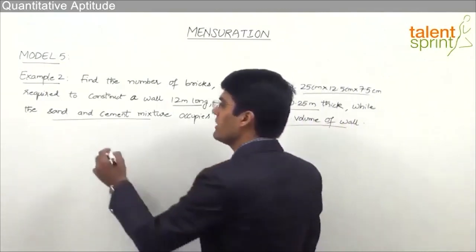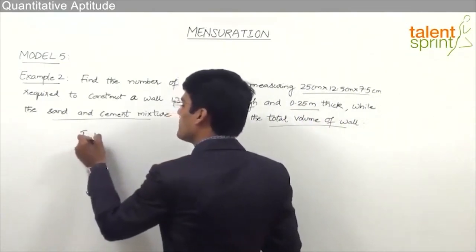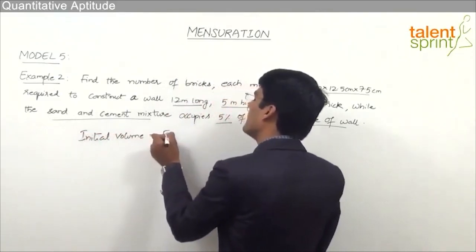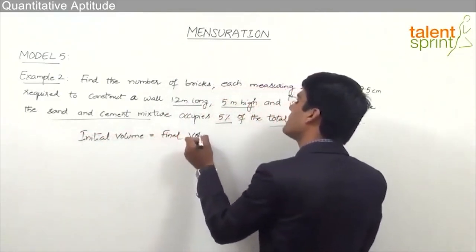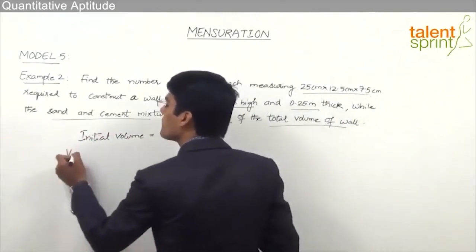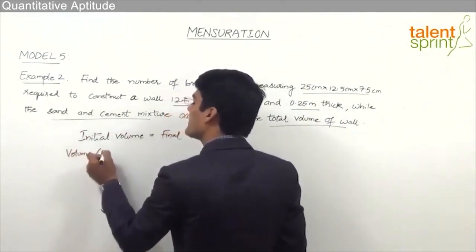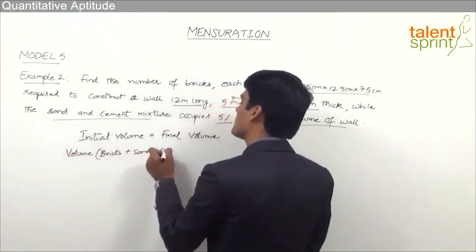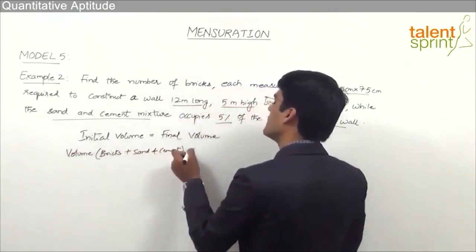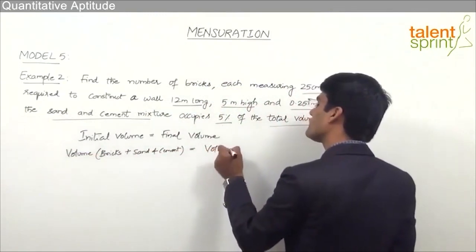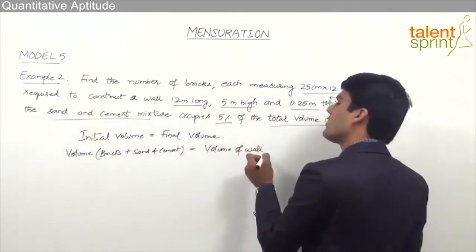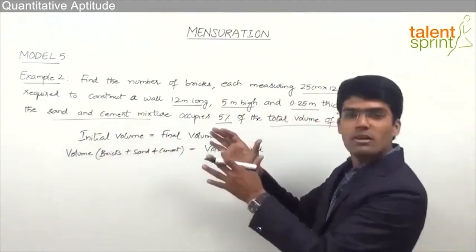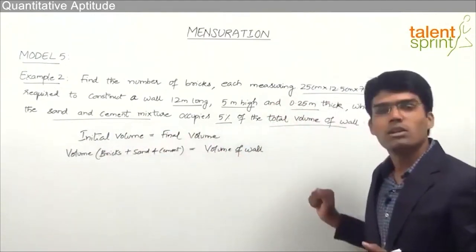So let us assume that total volume or initial volume equals the final volume. Here there is nothing like initial and final, but we can say that the volume of bricks plus sand and cement mixture should be equal to the volume of the wall. So we find that the concept is the same. Instead of saying initial volume equals final volume, the volume of all those things together should be equal to the volume of the wall.